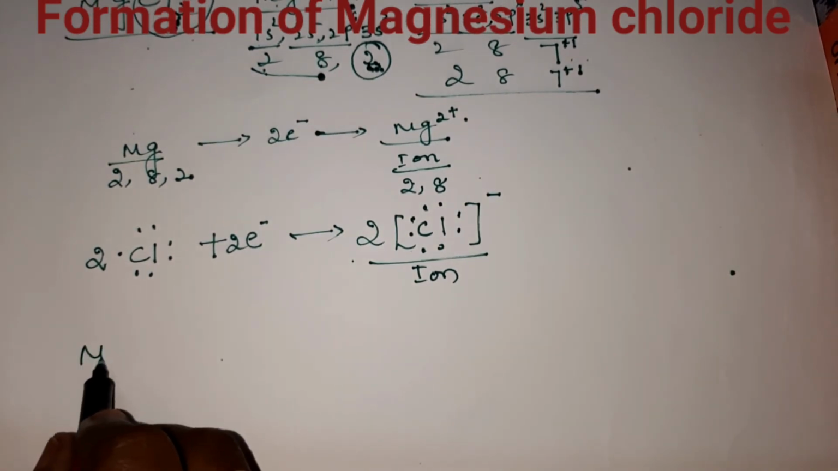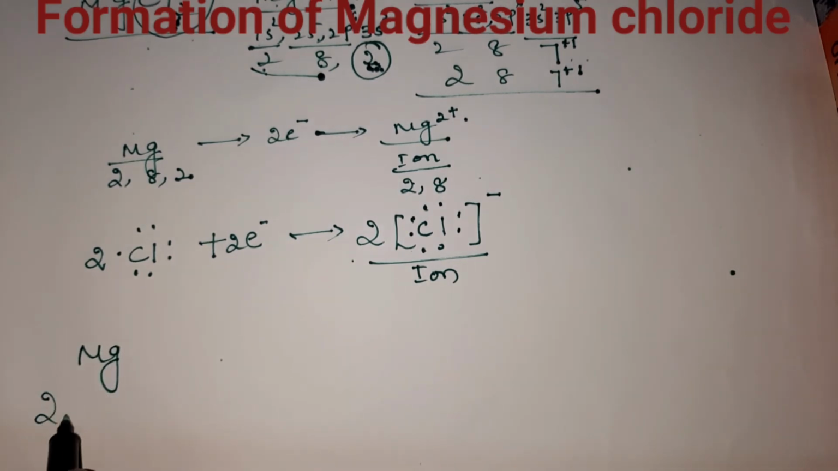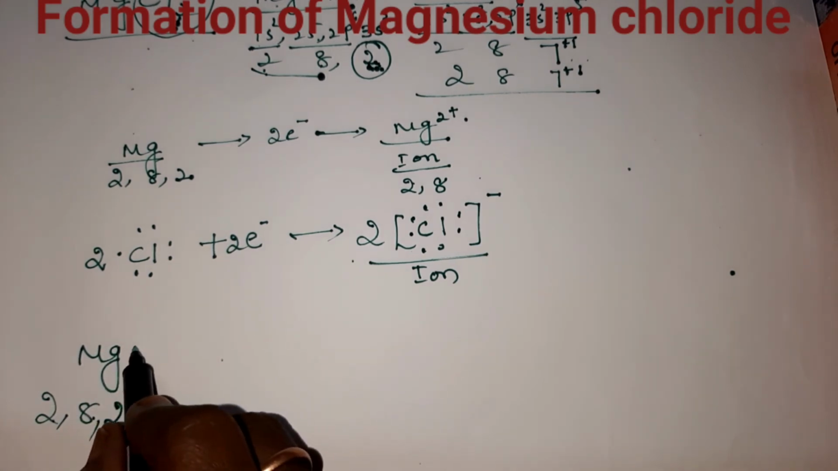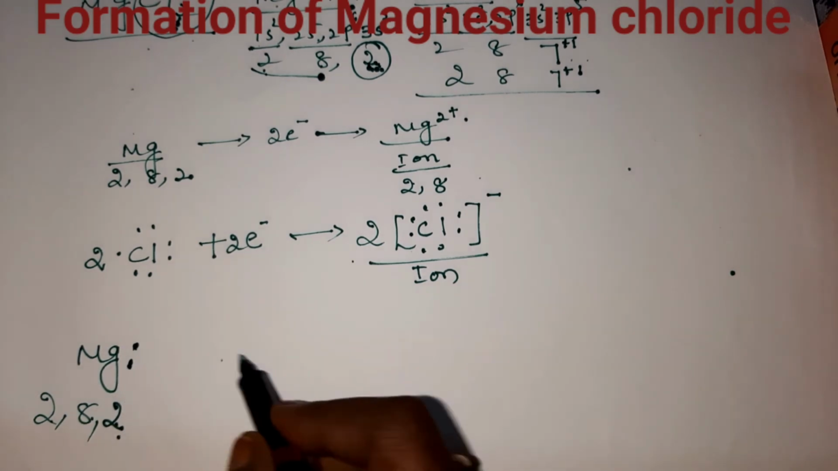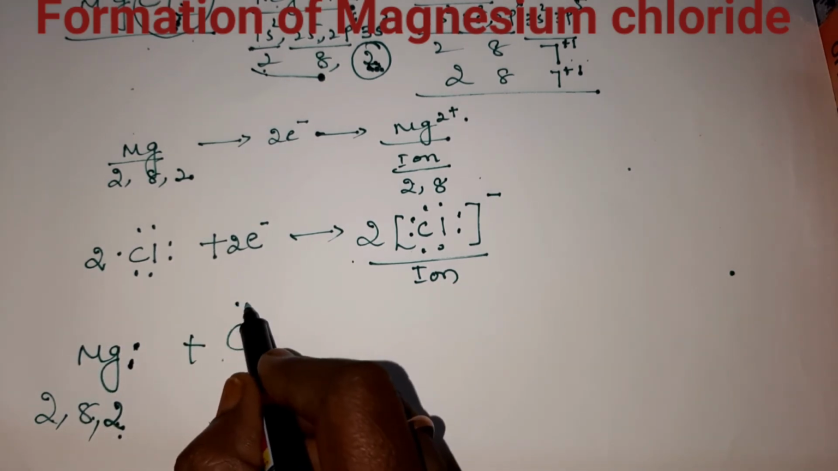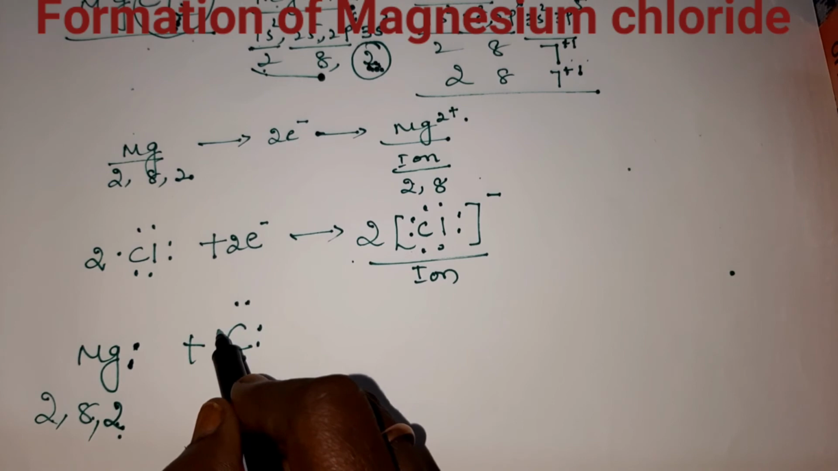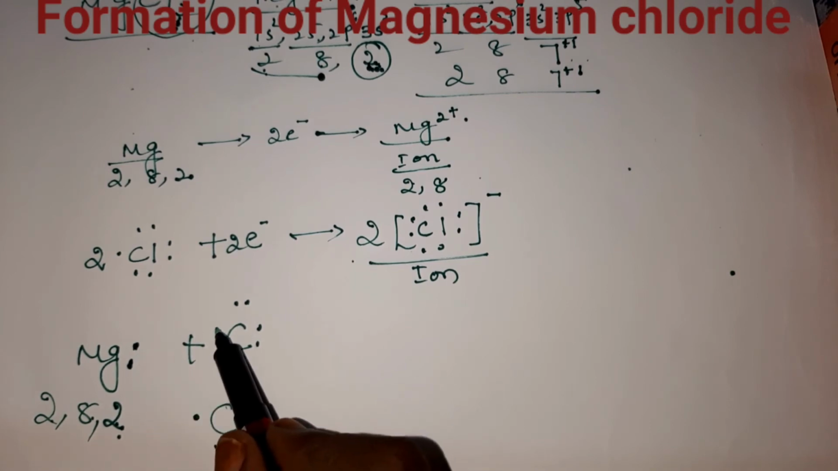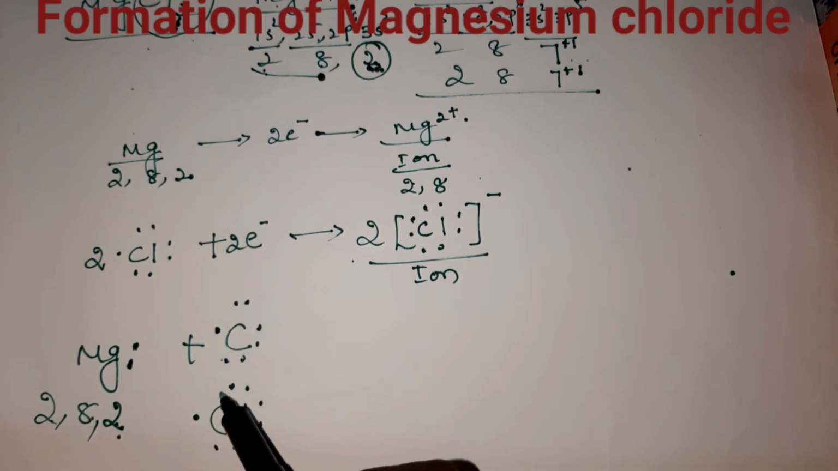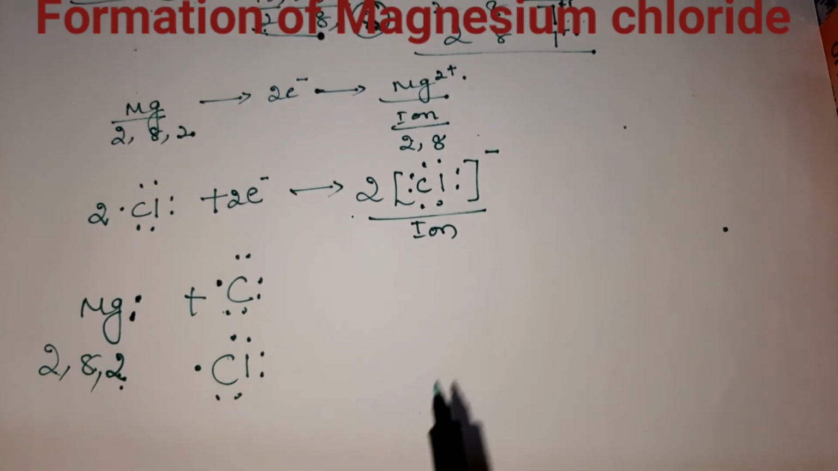Now magnesium has got 2, 8, 2. Magnesium atom has got 2, 8, 2 electrons. So these 2 electrons are present in the outermost shell or valence shell. Now chlorine has got 7 electrons. Each chlorine atom has got 7 electrons. So 1, 2, 3, 4, 5, 6, 7. So here 1 chlorine atom 7 electrons, 1 more chlorine atom 7 electrons.